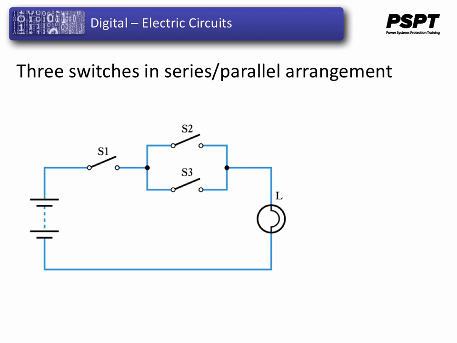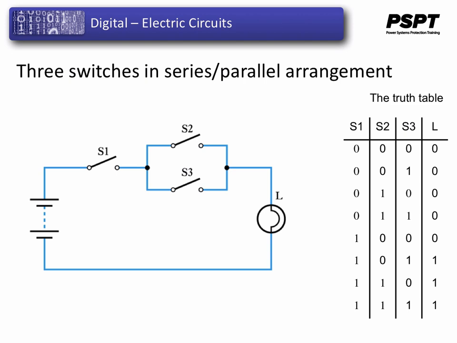One more example before pressing on to other matters. We have a 3-switch arrangement, this time a combination of a series-parallel arrangement of the switches. This circuit would generate this truth table. The logic of these three switches can only be described by the equation: L is 1, or the light is on, if switch S1 and either S2 or S3 are closed. And the truth table demonstrates this as well.